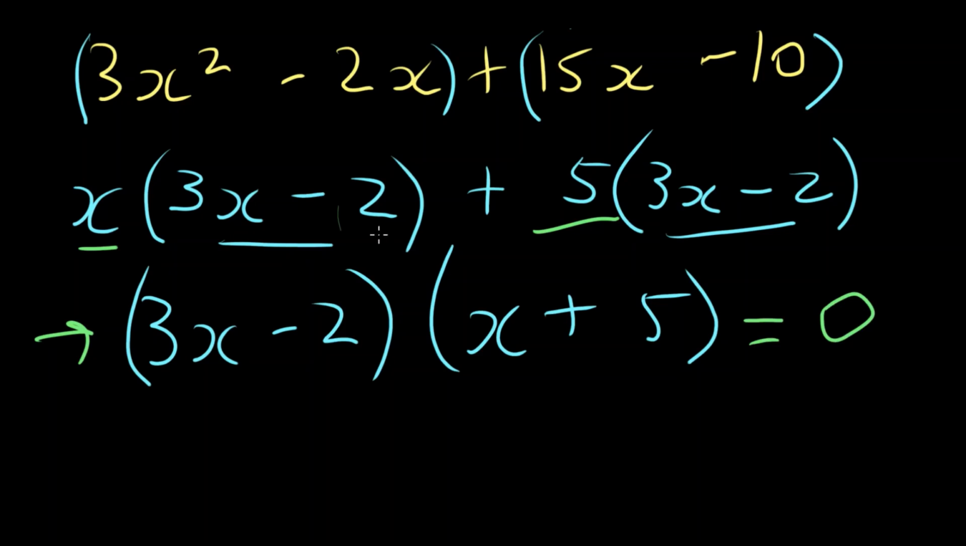Equals 0. So you could solve that. You can double check it. So 3x times x is 3x squared, minus 2x plus 15x is 13x, minus 10. So we'll get the original equation 3x squared plus 13x minus 10. And you can solve that by making each term equal to 0, so 3x minus 2 equals 0, or x plus 5 equals 0. Let's do the last problem.